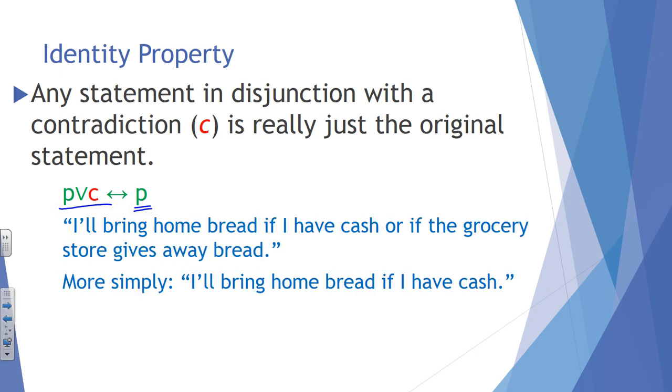It's like saying this: I'll bring home bread if I have cash, or if the grocery store gives away bread. Well, the grocery store is not likely to be giving away bread. So we're comparing it to something which is never true. That is to say, that's a contradiction. And so even though I'd bring home bread if the grocery store was giving it away, that's never going to happen. So it again boils down to whether or not we have cash. More simply stated, they aren't giving away bread, so I'll bring home bread if I have cash.